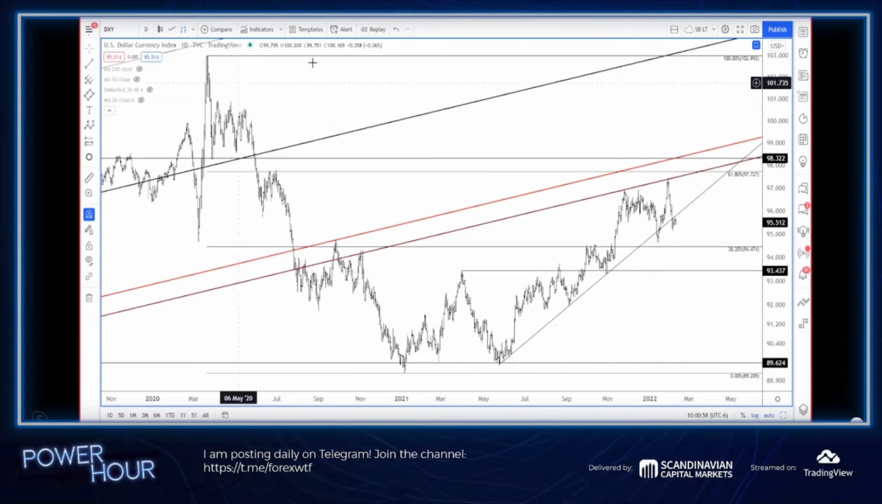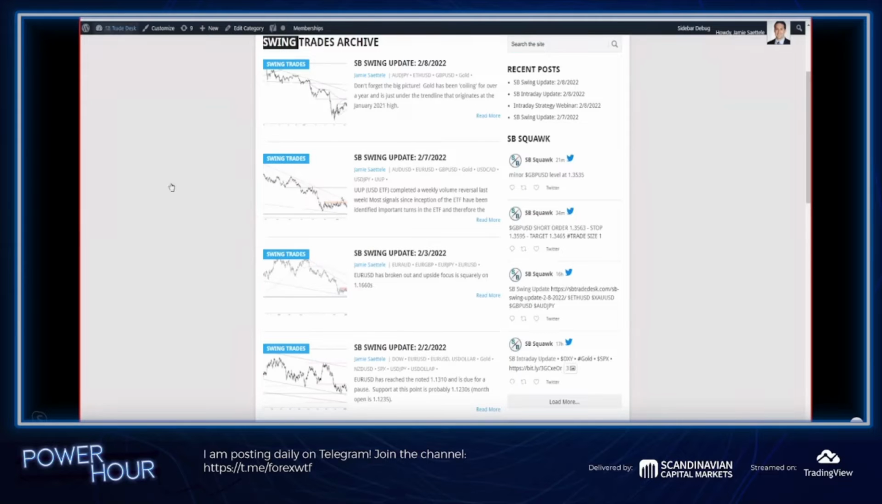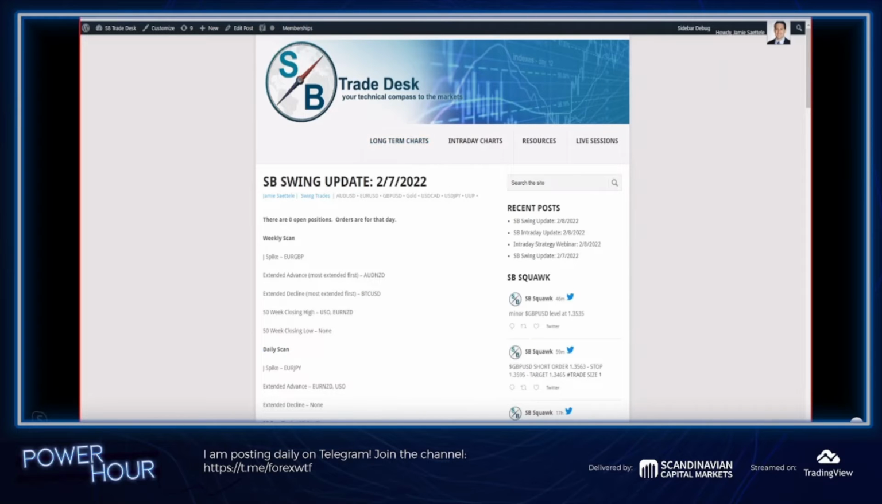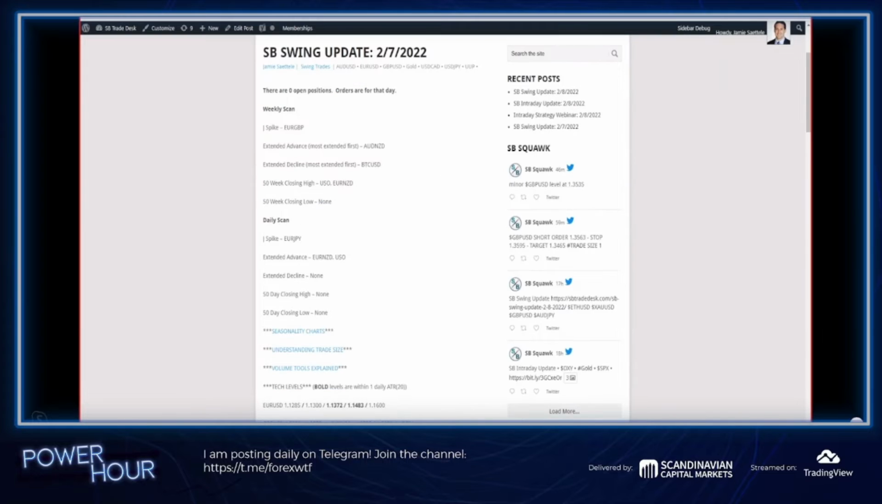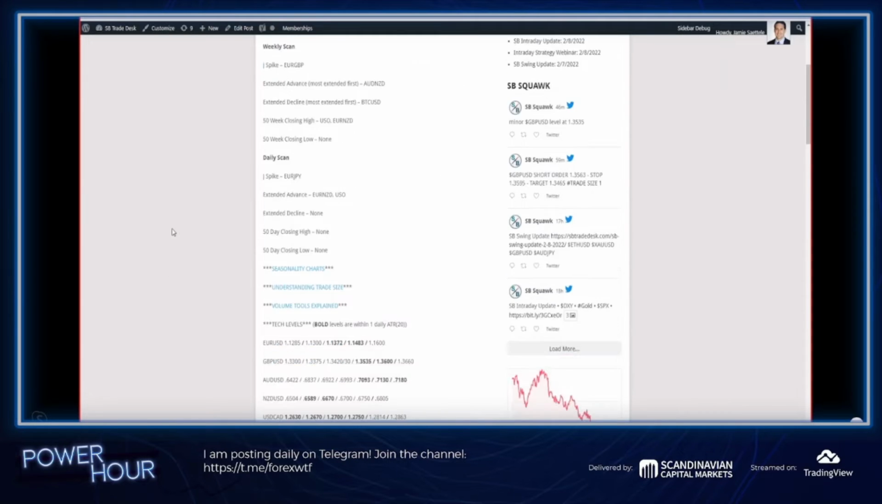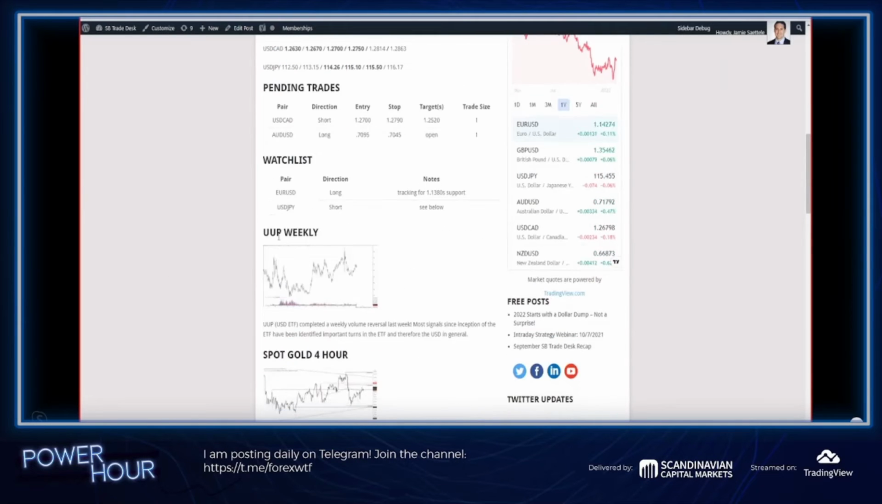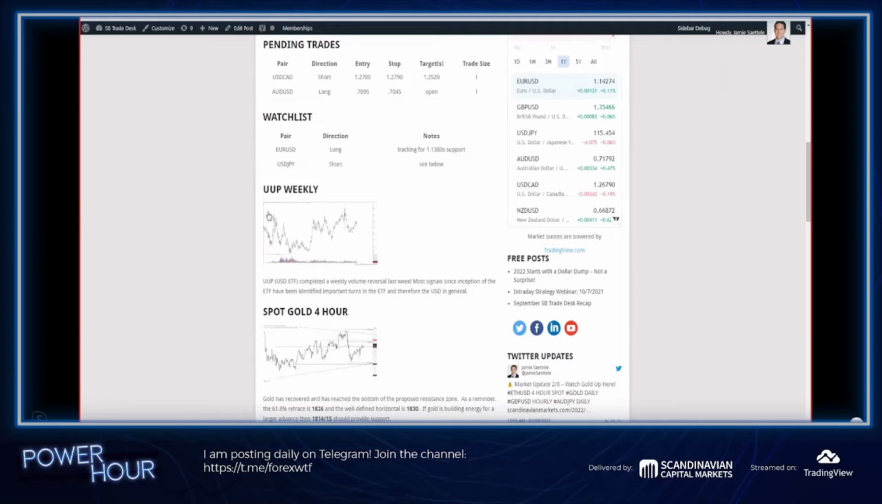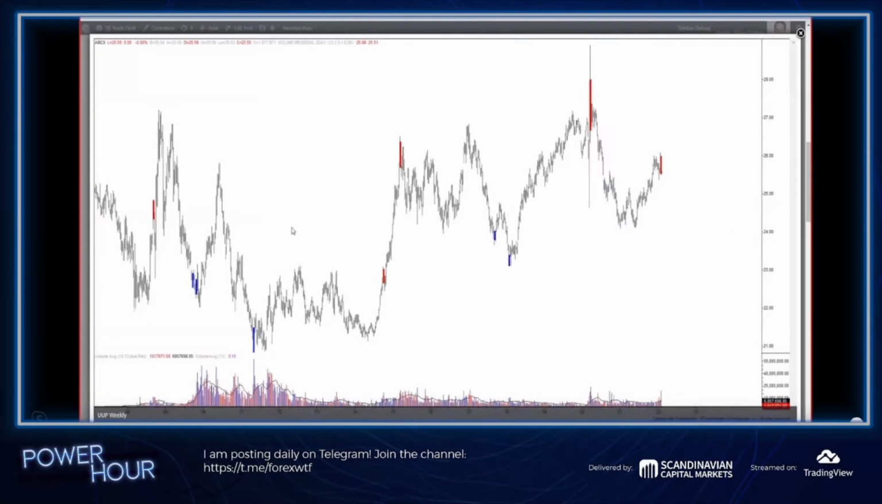But here we have some more evidence that the buck has indeed put in some sort of a massive top. Okay, so this is from my post from 2 days ago, and this is UUP, and this actually is a follow-up. It's a good time to follow up on.